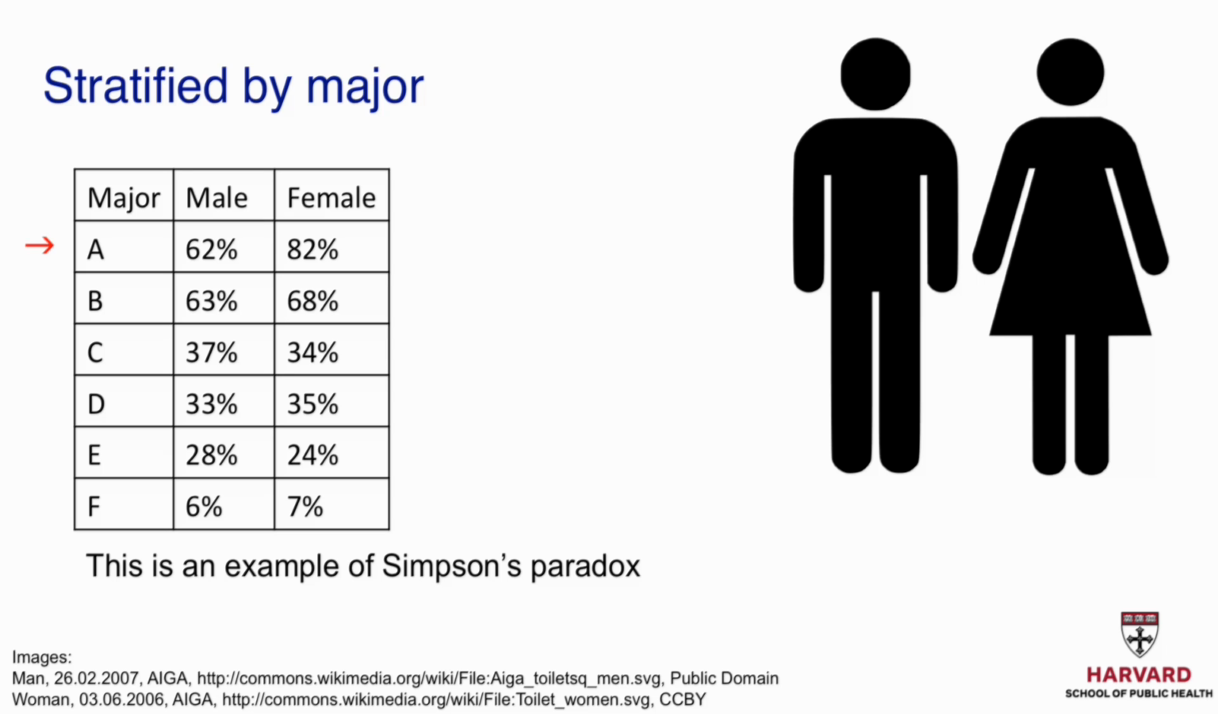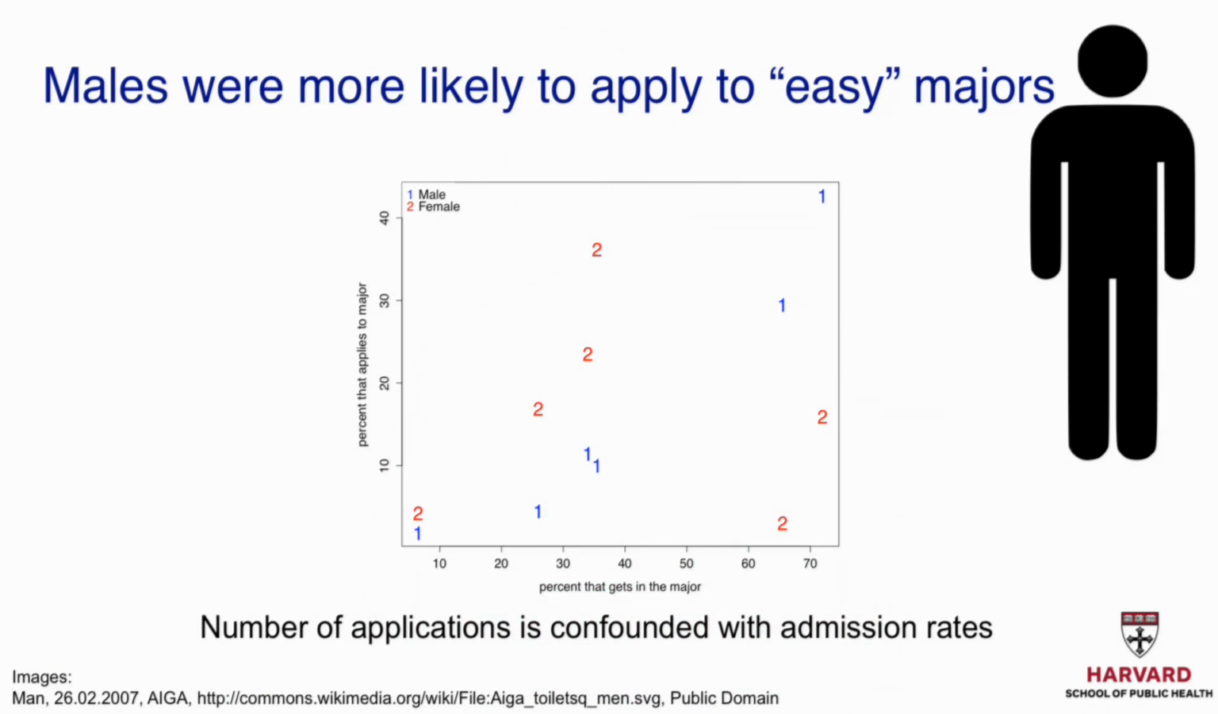For example, major A clearly favors females. So how can this possibly be happening? We have at each major the admissions slightly favoring females, but as an aggregate the admissions are clearly favoring male. To understand why that happens, we have to understand what confounding is. In this case, the number of applications is confounded with admissions rate, especially for males.